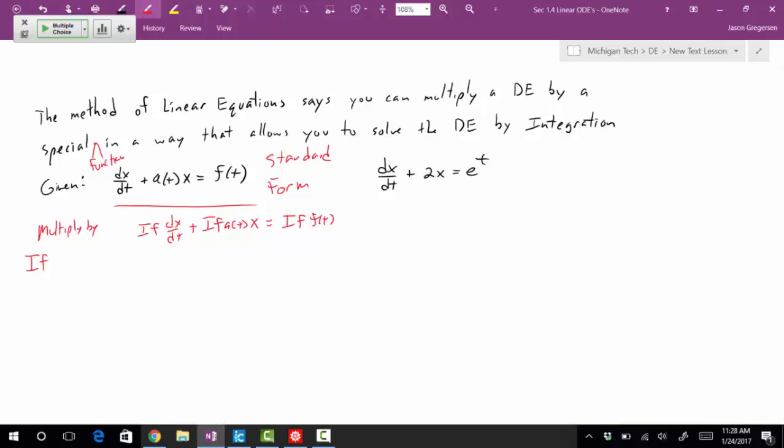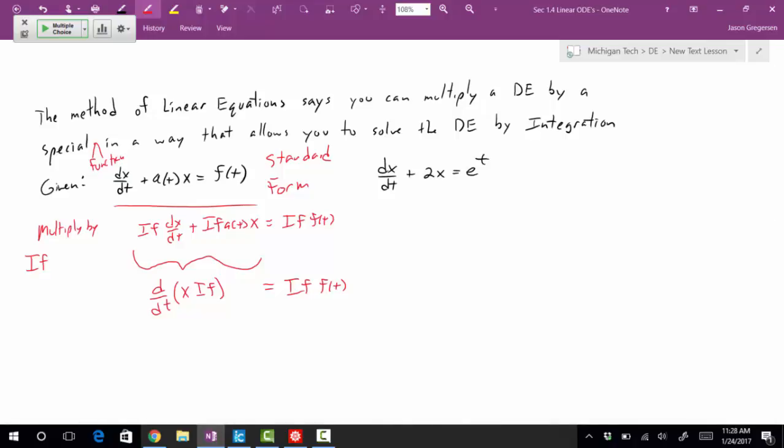And the idea is that if I chose the integrating factor correctly, then this whole side over here is supposed to equal the derivative of the dependent variable and the integrating factor. That's supposed to always happen. That simplification. Okay? Like, wow, this is a pretty awesome thing here.